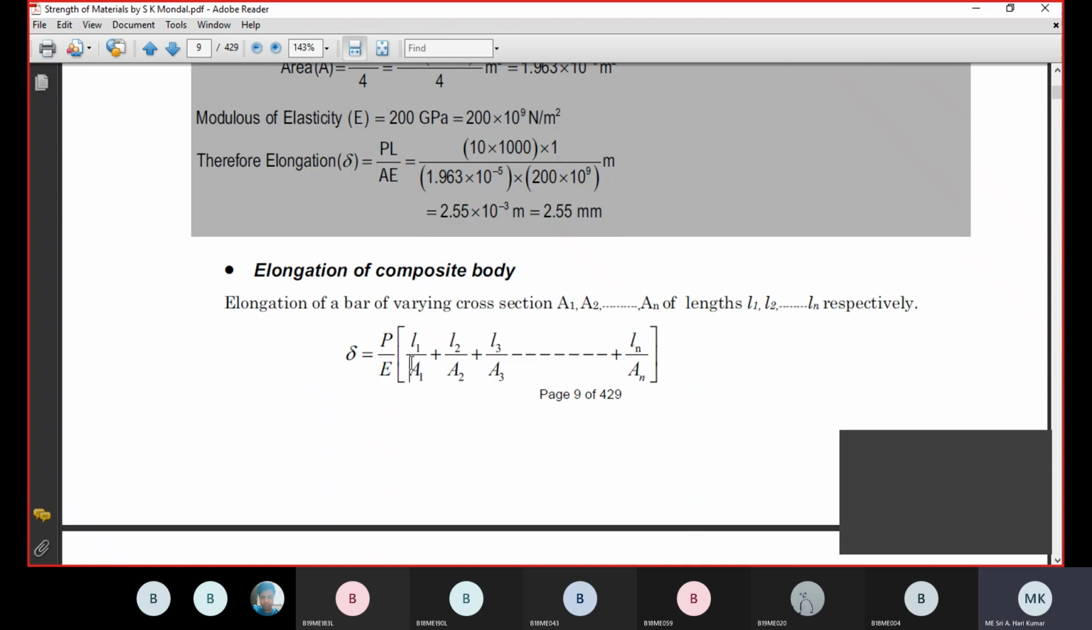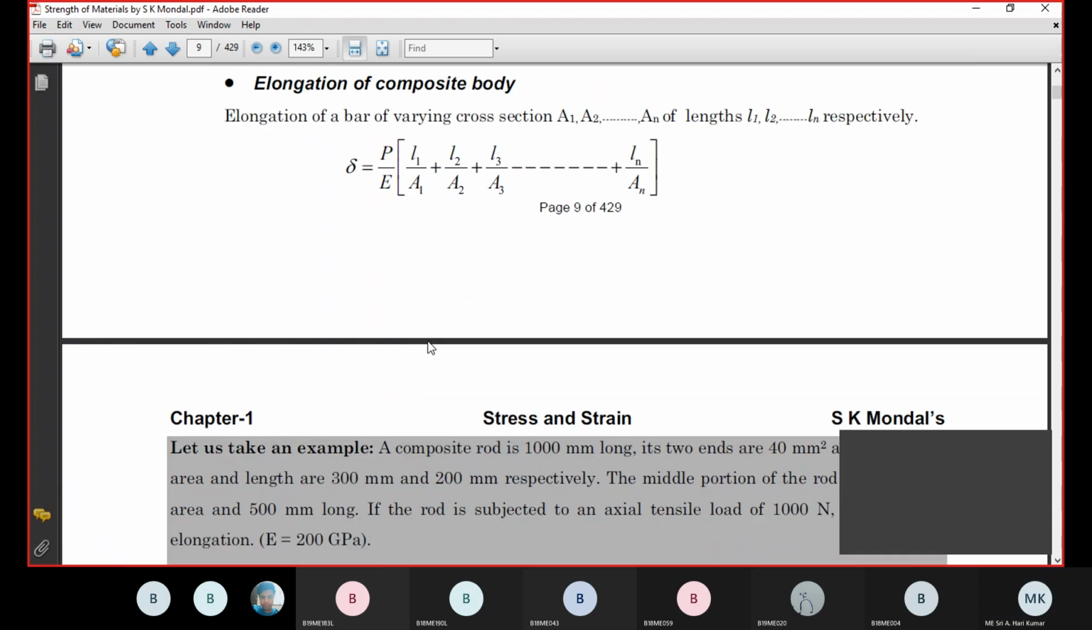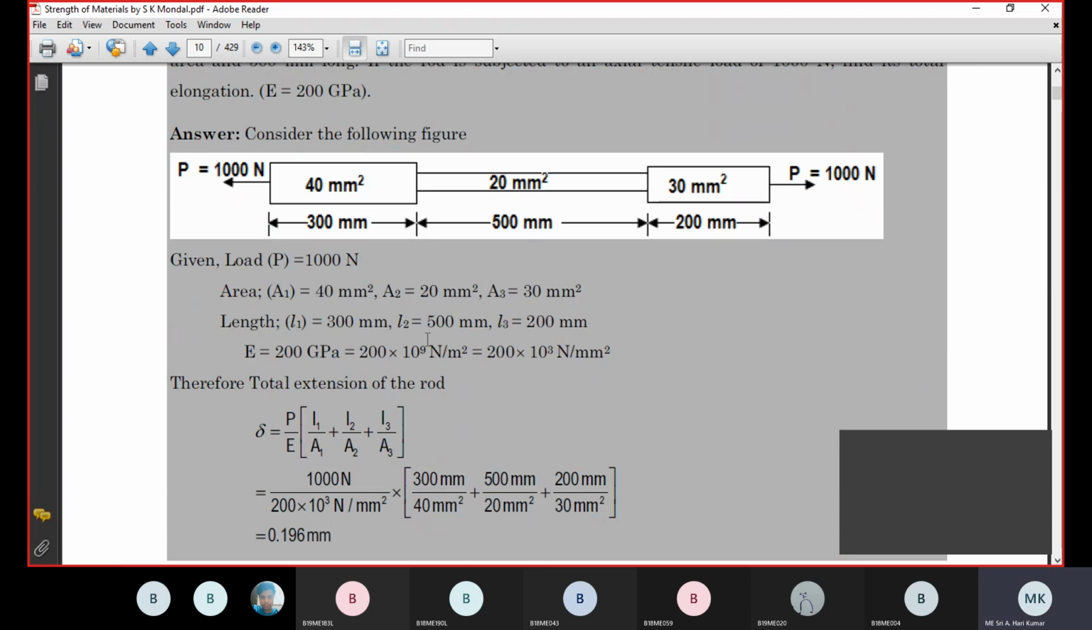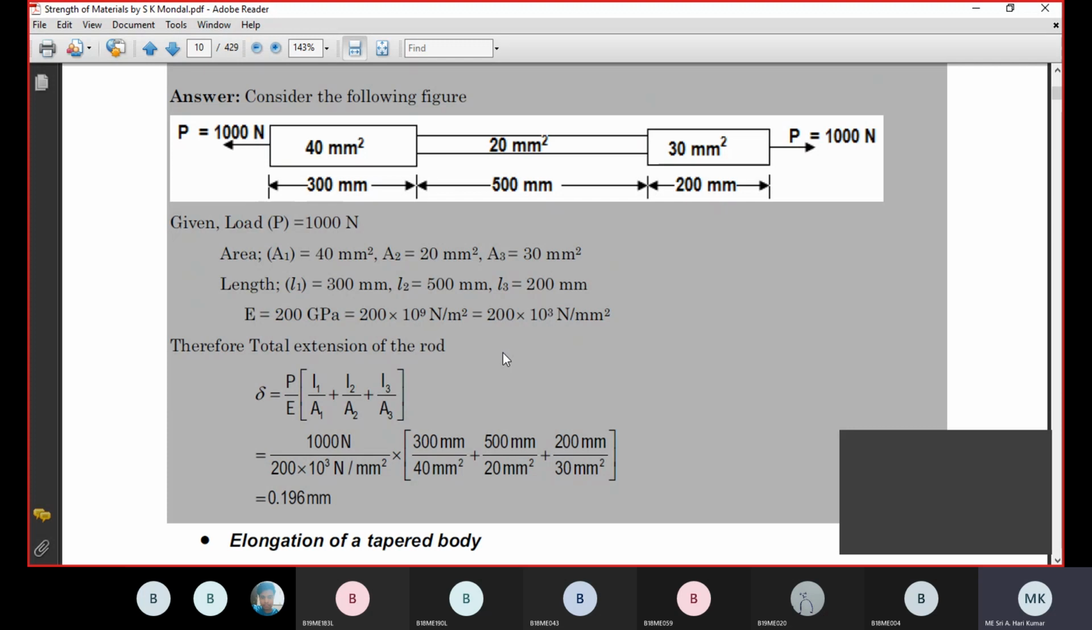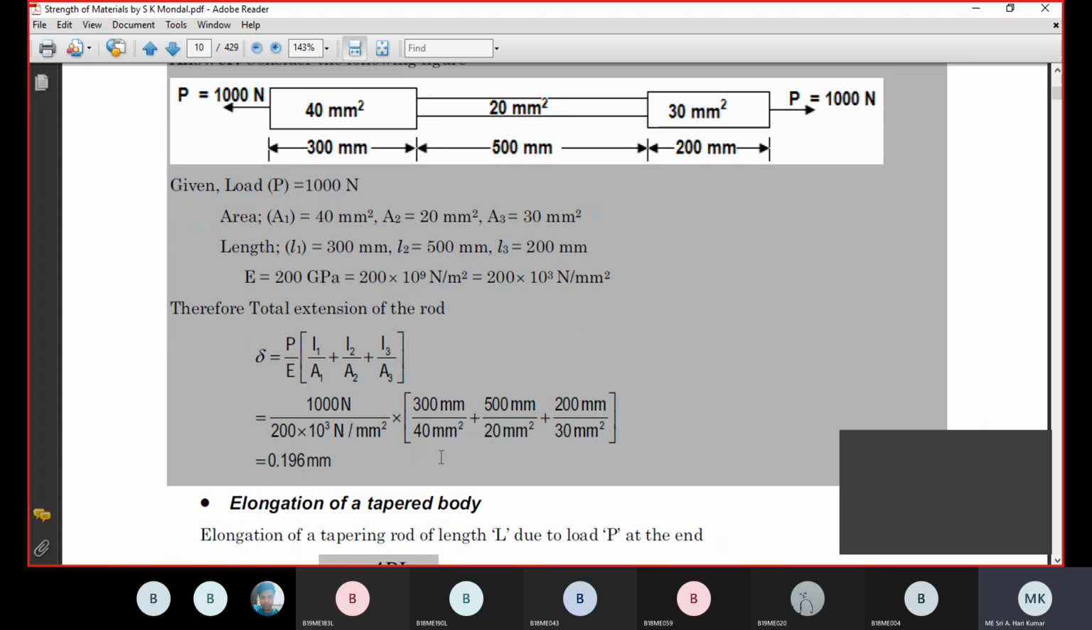If you have different loads and different materials, then we use P1 L1 by A1 E1 and so on. But if it's the same load on the same bar, which is only varying in the cross section, then this is the formula. Here the load is the same and the modulus is the same. So it's simple. L1 is 300 mm. So here you see in this example, even he has put the units in fractions to avoid confusion.